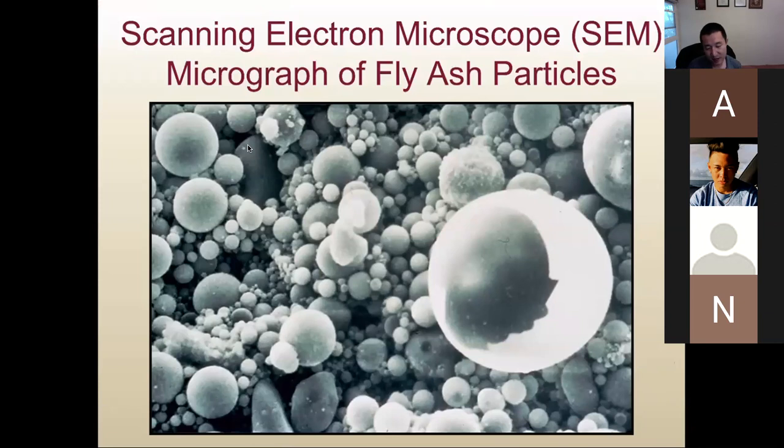So this is an SEM picture of fly ash particles. The size of normal fly ash is similar to Portland cement. It's around 10 to 15 micrometers in diameter. We can also see the spherical shape of fly ash particles. Some of the particles are hollow inside.